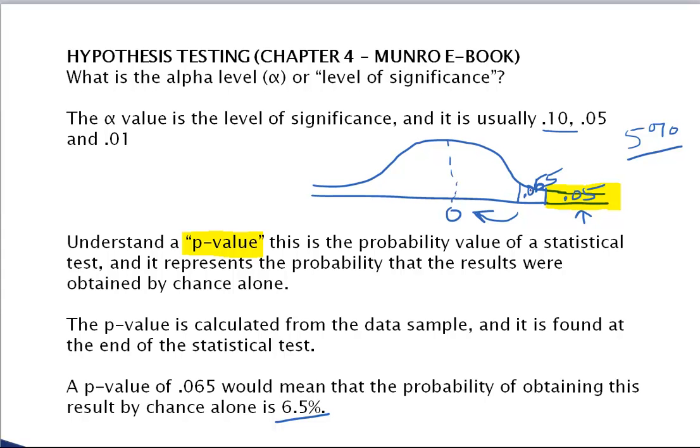Now, if we had 0.10, well, then this would actually be in the rejection region. My diagram's not drawn to scale, by the way, but if 0.10 looked like this, well, 0.065 would be lower than 0.10, so we'd be inside the rejection region, and we'd be able to reject the null hypothesis because it would be significantly different. Okay.